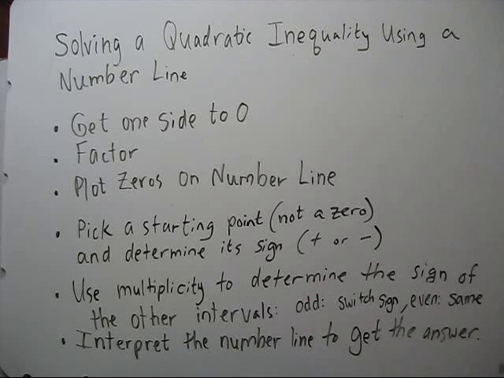If the multiplicity of a factor is odd, you're going to switch sign as you switch sides of that 0. However, if it's an even multiplicity, the sign will stay the same. And then finally, interpret the number line to get the answer to your inequality.